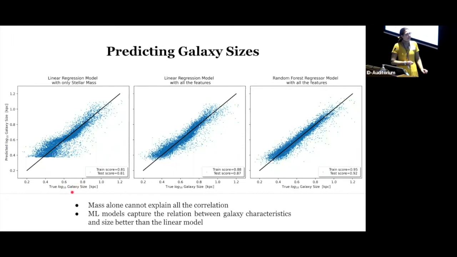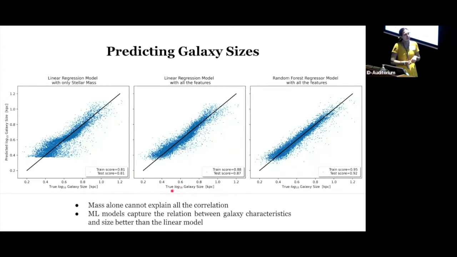And we see that that is not enough. So galaxy mass is not enough to predict galaxy size. So as a next step, here we use all of the previously mentioned galaxy properties to see whether we can predict galaxy size. On the y-axis of all of these 3 plots, you can see the predicted value of galaxy size, while on the x-axis are the true values of galaxy size.